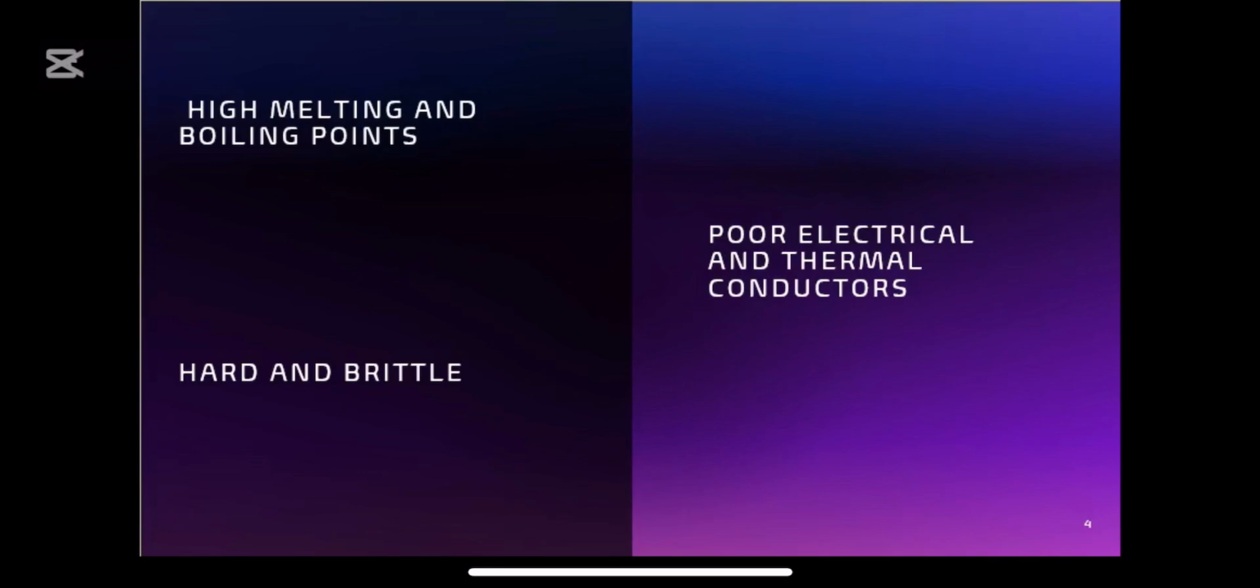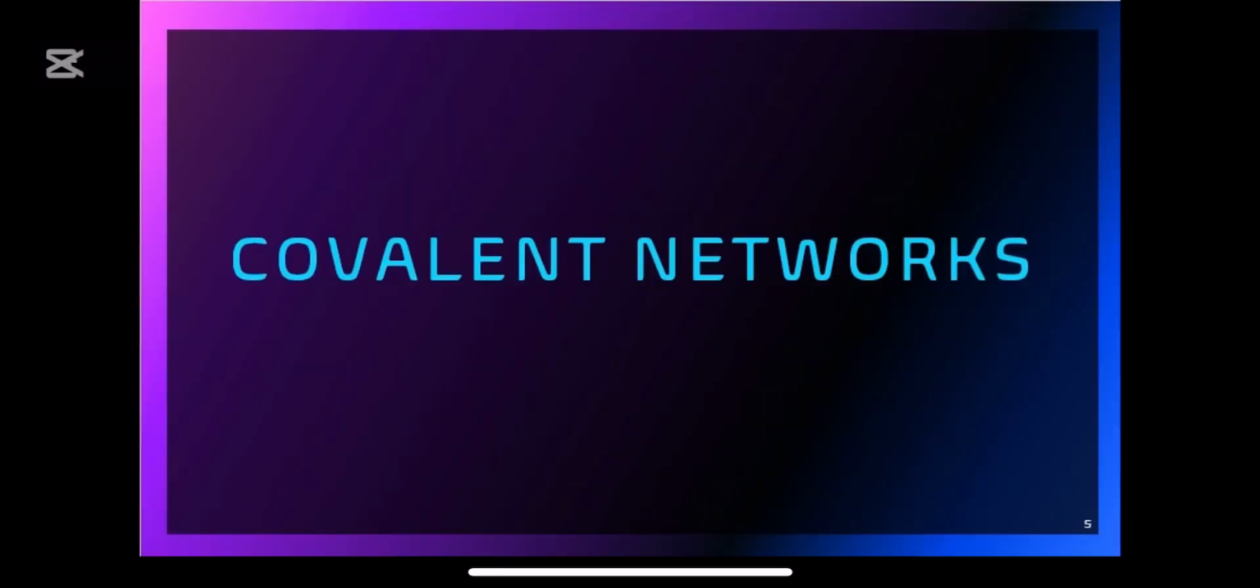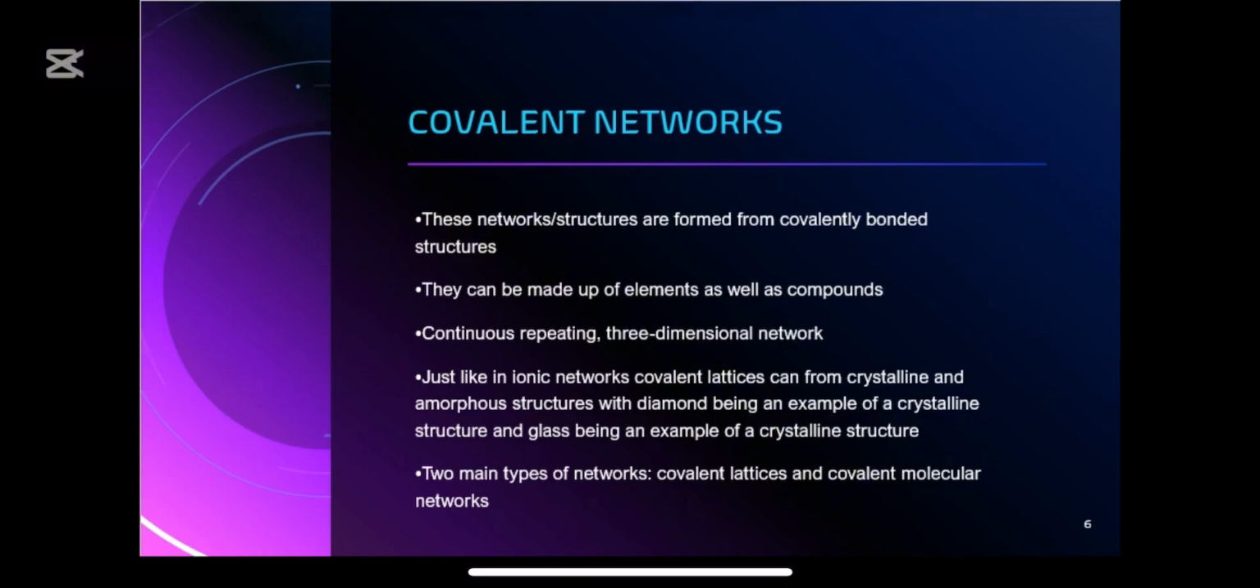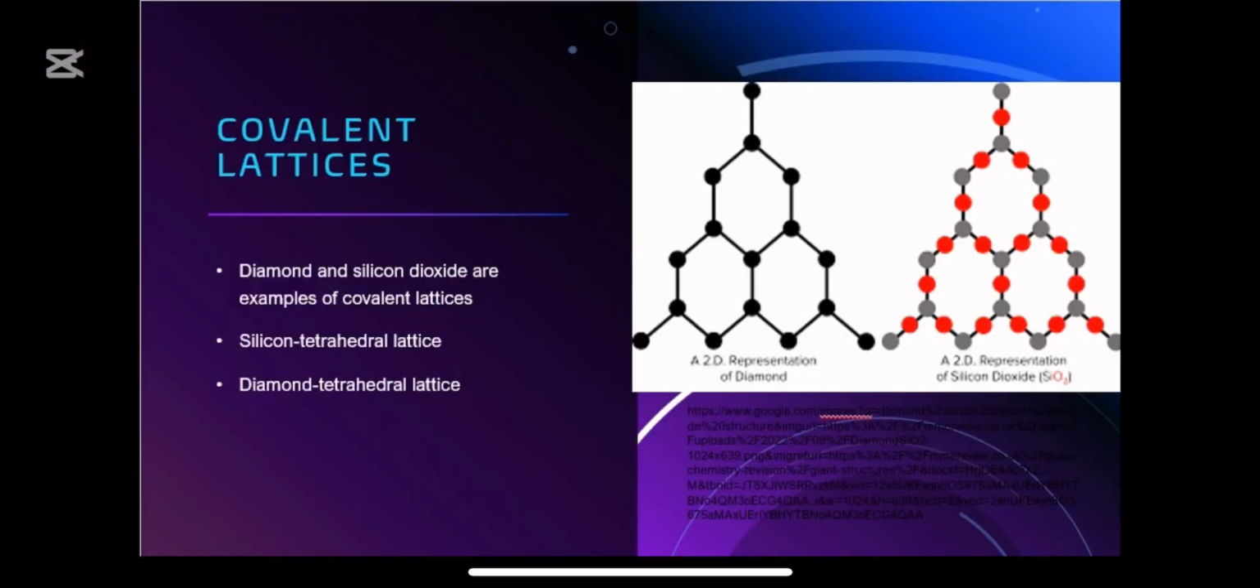Now, it's time to look at covalent networks. These can form crystalline and amorphous structures, just like ionic networks. The most important thing to understand with covalent networks is that there are two types, covalent lattices and covalent molecular networks. Two prominent examples of covalent lattices are diamond and silicon dioxide, as you can see in those pictures there.